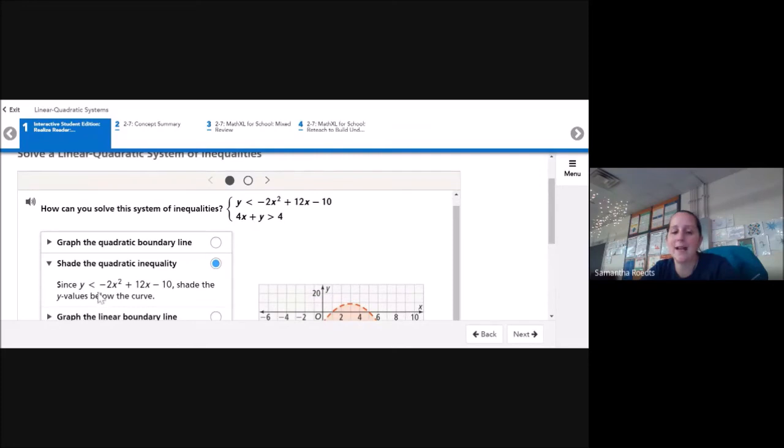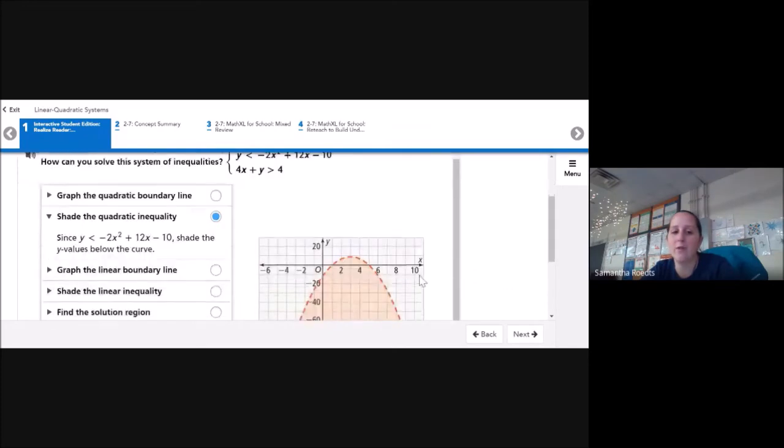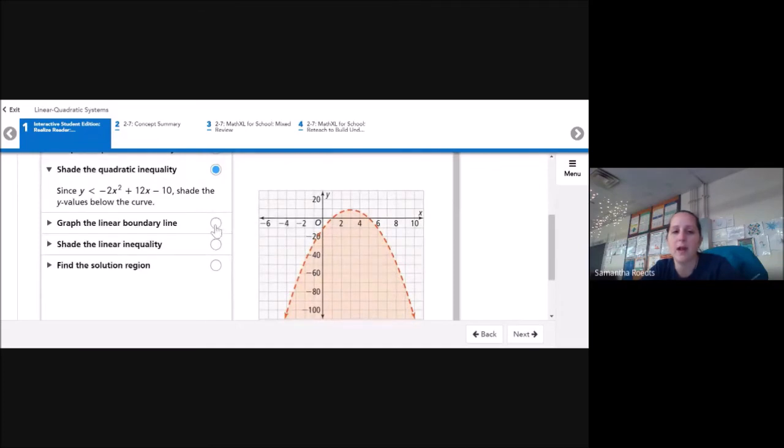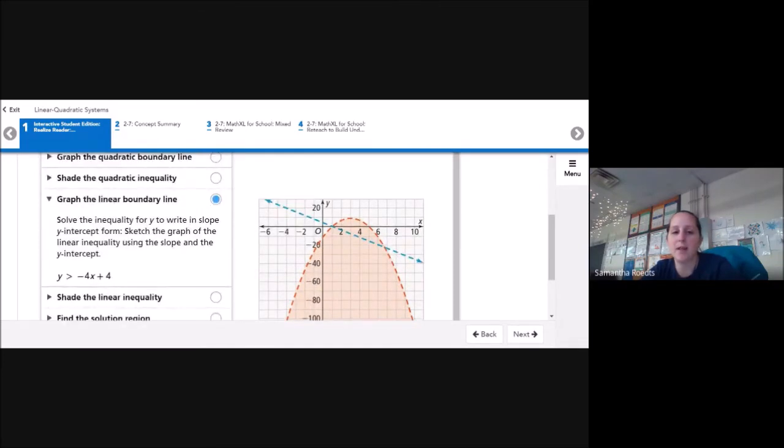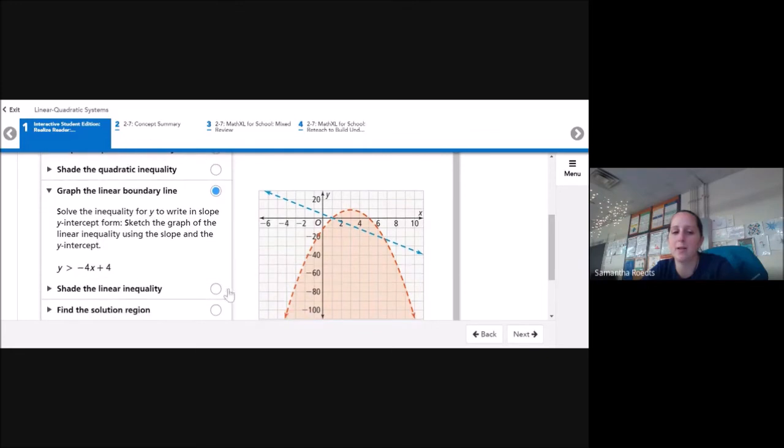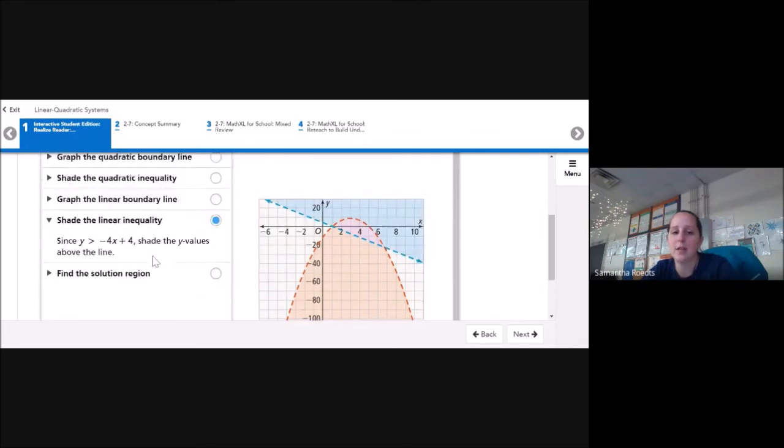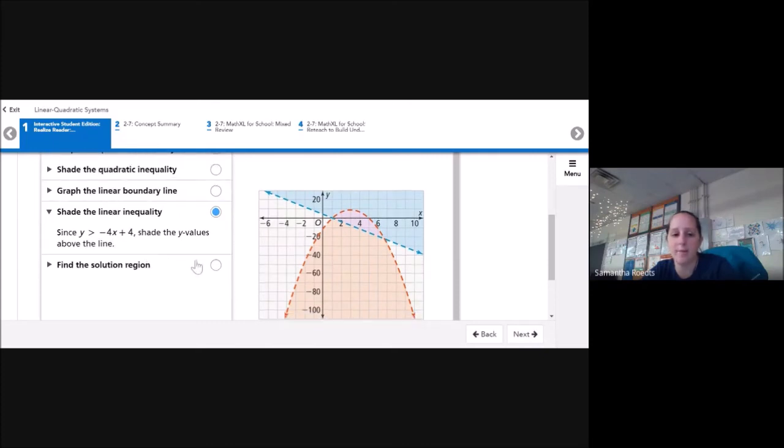Since y is less than negative 2x squared plus 12x minus 10, I shade the y values below the curve. I then graph the next boundary line. I solve the inequality for y to write it in slope-intercept form. I sketch the graph of the linear inequality using the slope and the y-intercept. I then shade the linear inequality. Since y is greater than negative 4x plus 4, I shade the y values above the line.